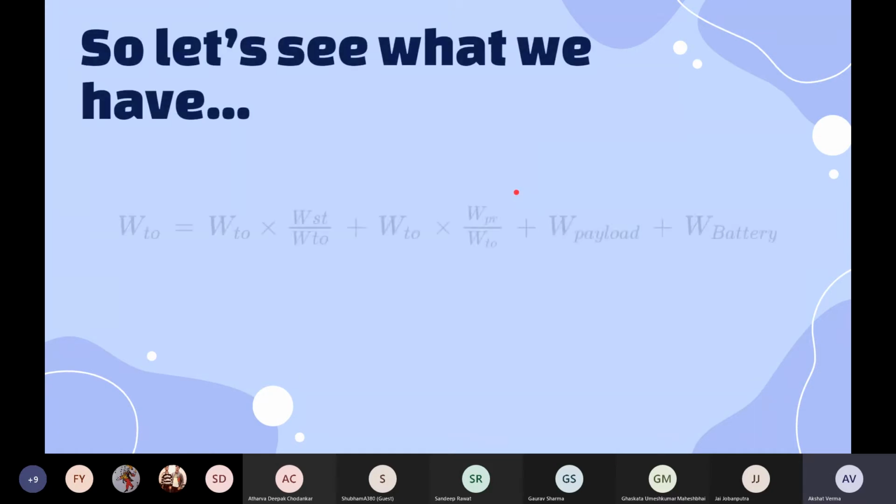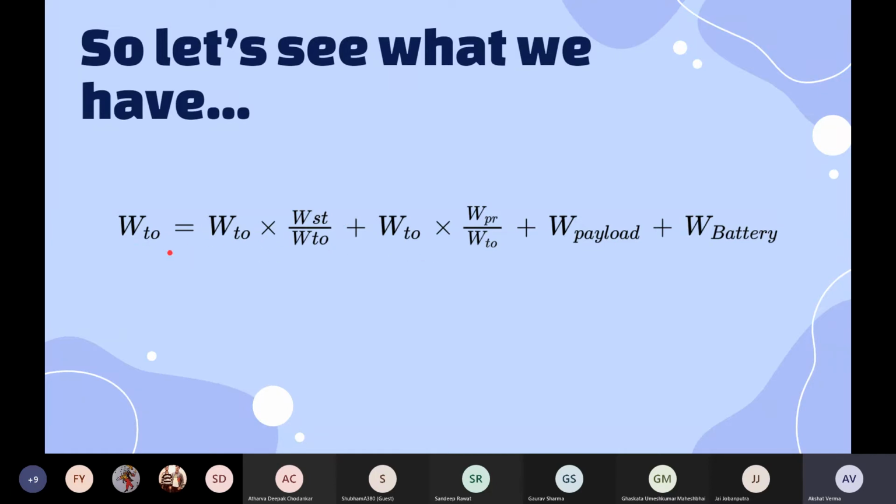So let's see what we have. If we write the total weight of the aircraft as a sum of four different components, that is the structural weight, the propulsion weight, the payload, and the battery, we can write this equation. By incorporating the structural weight and propulsion weight ratios which we just discussed, we can make the equation look like this.